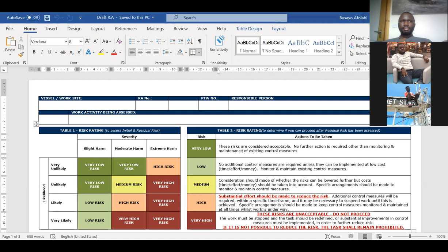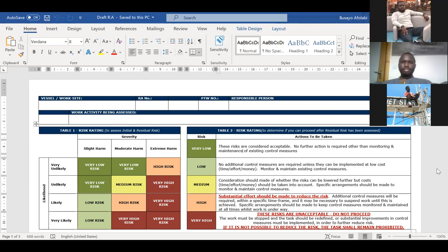Then the next one we have is the responsible person. The responsible person is an officer who is responsible for that operation. So it can be second mate, chief mate, second engineer, third engineer. It has to be indicated. It can be the master himself and it can be the chief engineer. So the responsible person for that task you want to go on has to be indicated. Then the date the risk assessment is completed. Okay, now the work activity being assessed: mooring operation, bunkering operation, entering an enclosed space. You have to indicate the kind of activity that you want to go on.